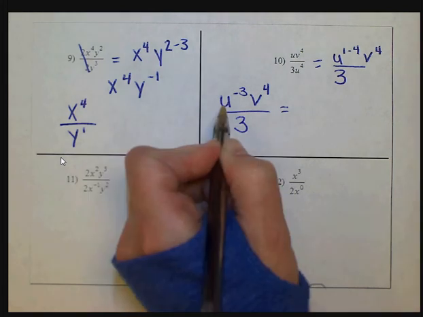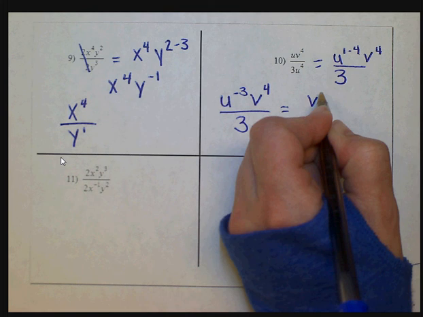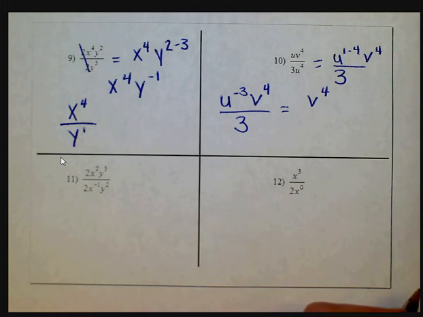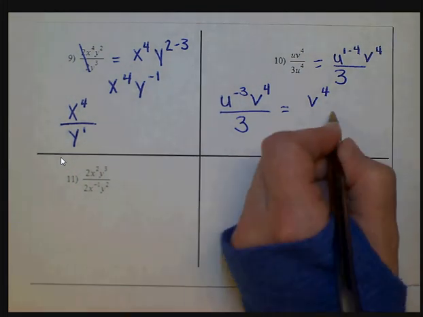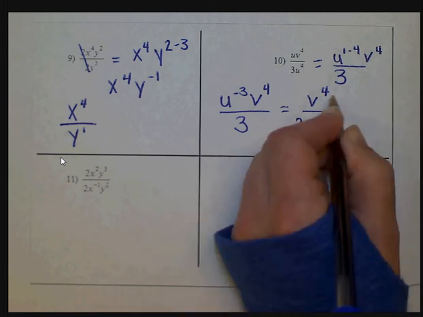And since this u to the negative 3 has a negative exponent, we're going to move it to the bottom to get rid of the negative. So you have v to the fourth on top, and 3u to the third on the bottom.